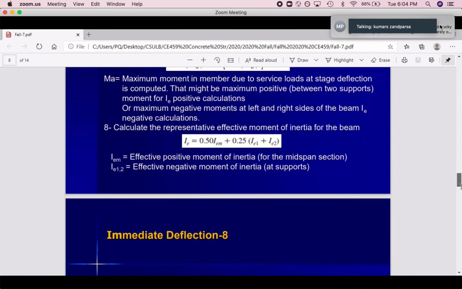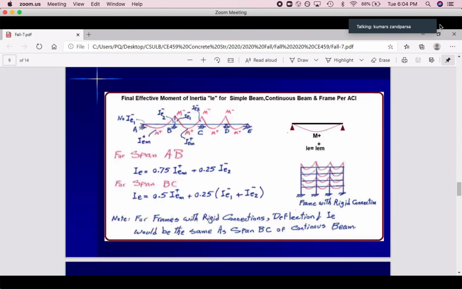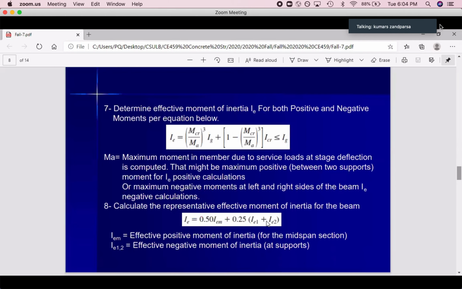As you can see on this slide, I put all these notes to make that completely clear. If you have this beam, you have no IE-1, IE positive, IE-2. For this one, there is no negative, so you have just one answer. The first equation will give us the final answer. We use the second equation when we have multiple IEs. When we have one IE, that's your final.